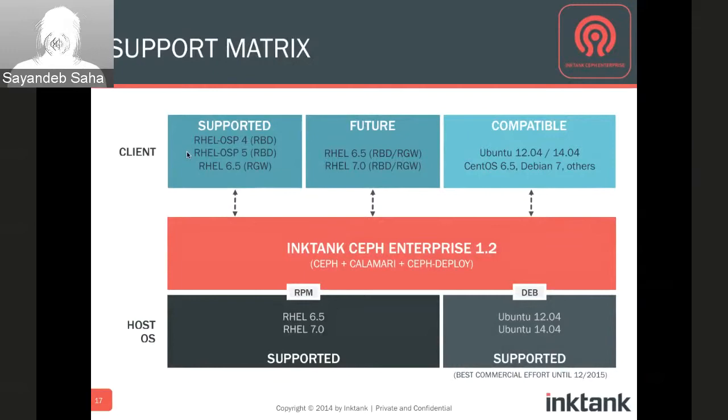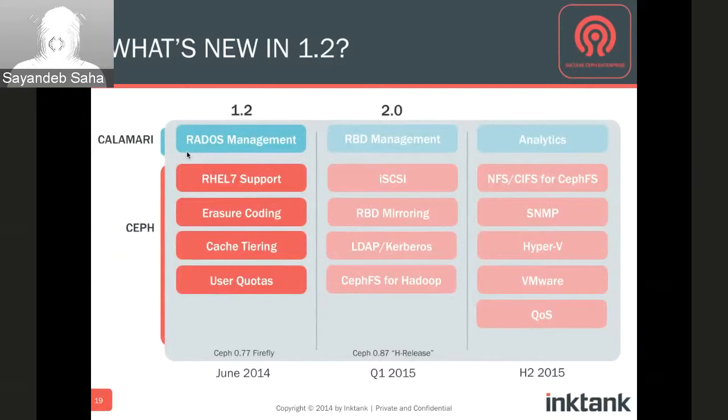Let's go to the feature overview. The big new feature in ICE 1.2 is erasure coding and cache tiering. Both are prominently featured and are a part of Ceph's Firefly release, as they call it. Firefly was released in May 2014, so just a month back, and ICE 1.2 will be based out of it. So let's go and look into erasure coding in detail.